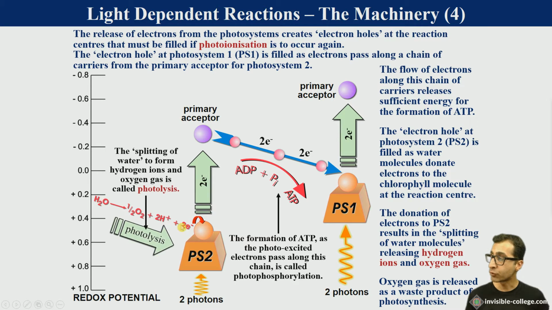Now this chemical reaction here is referred to as photolysis of water, and again it is lysis meaning breaking apart and photo meaning to do with light. So this literally translates as splitting with light. So water is being split by using light as a source of energy. So now the electron holes of both photosystems have been filled and the whole process can begin again.